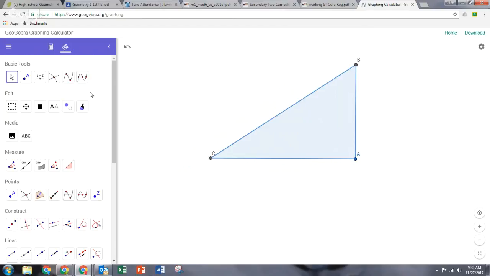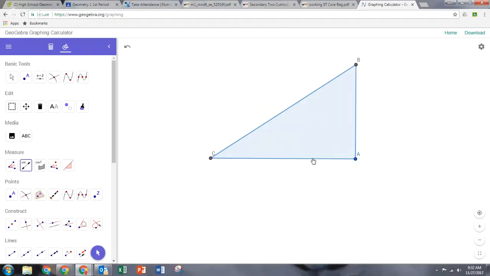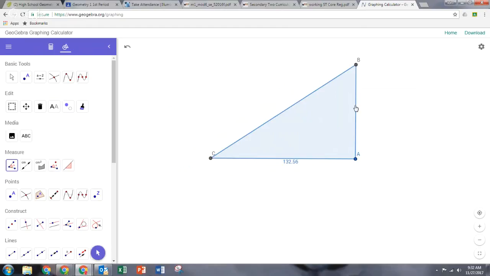So now I'm going to use these measuring tools in here. Measure. I'm going to measure an angle with this tool. I'm going to measure a distance with this tool. So I'm going to first start by finding the distance of side AC using my distance tool. And I'm going to click on side AC. And it tells me side AC is 132.56 units. And then I'm going to come over here to my angle tool. And it says select 3 points or 2 lines. So I'm going to find the angle between side AB and side BC. And it tells me that the angle here is 56.94 degrees.